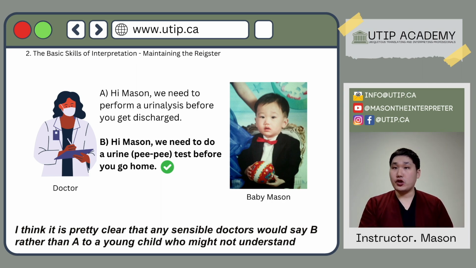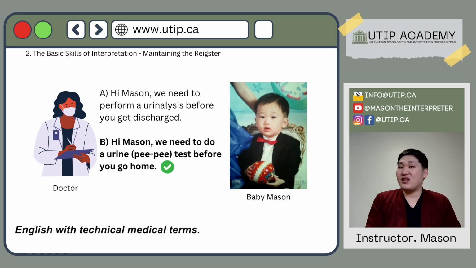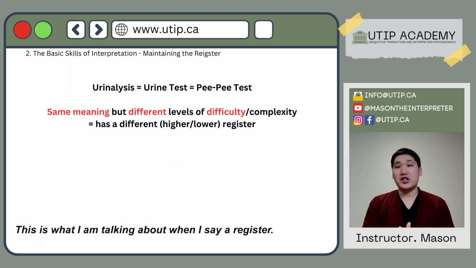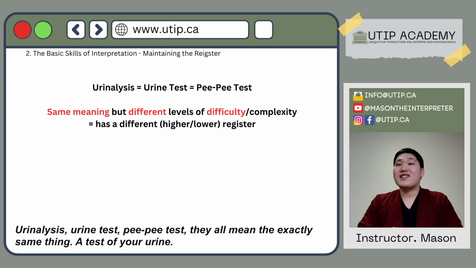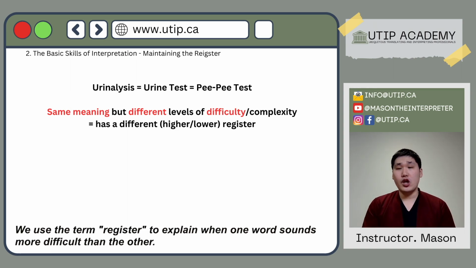Any sensible doctors would say B rather than A to a young child who might not understand English with technical medical terms. This is what I'm talking about when I say a register: urinalysis, urine test, PP test. They all mean exactly the same thing, a test of your urine. But you also see that urinalysis sounds much more difficult than the urine test or a PP test. We use the term register to explain when one word sounds more difficult than the other.